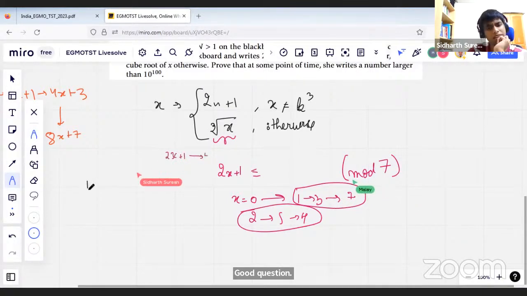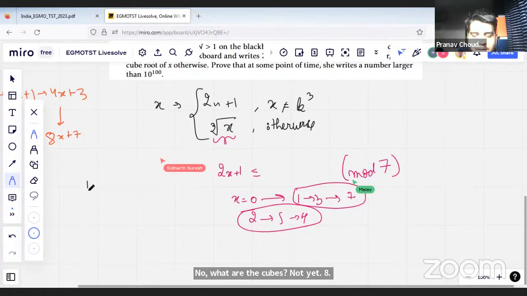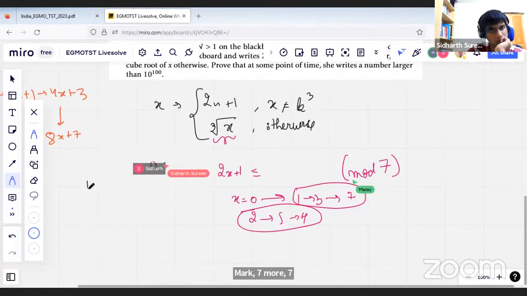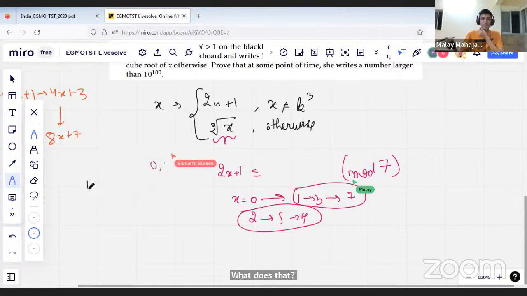What are the cubes mod 8? Mod 7, mod 7. Yeah, mod 8. What are they? Why are you taking mod 8? Because we have 2, so mod 8 is like 1, 3, 5, 7, and 0. Oh, okay. No reason.